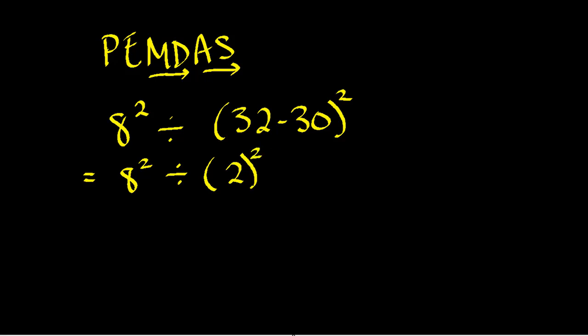Next, I look over my problem and realize that we have exponents. So we will do the exponents next, both of them. 8 squared is 64. Bring down divided by. 2 squared is 4. And our very last operation here is division. So 64 divided by 4 is 16, and we are all done. Let's try another one.